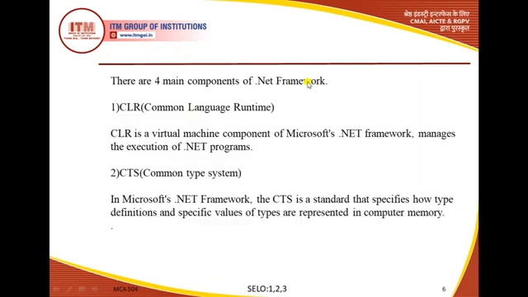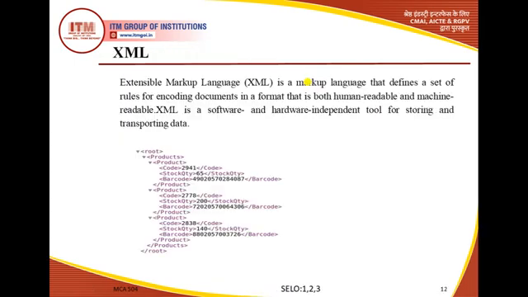So now we will see one by one what XML actually is. What is XML? Extensible Markup Language. XML is a markup language that defines a set of rules for encoding documents in a format that is both human readable and machine readable. XML is a software and hardware independent tool for storing and transporting data. So generally we always come across this terminology XML. But what is XML? What is the purpose of XML in our .NET framework?